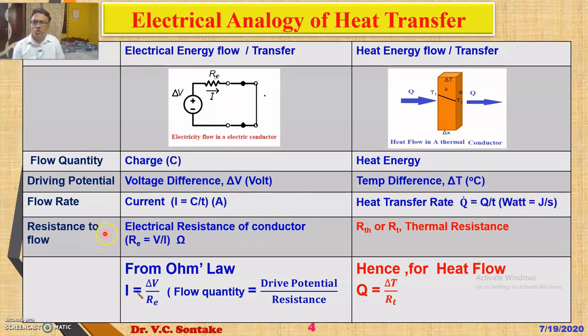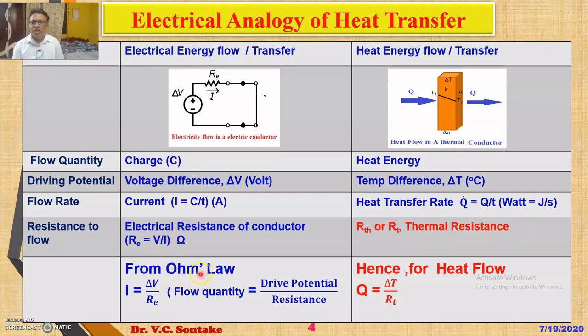Similarly, resistance to flow. There will be electrical resistance of the material of the electrical conductor given by Re is equal to delta V by I in ohm. And as we are saying, there exists an electrical analogy with heat transfer phenomena, so we expect a thermal resistance represented by RTH. Its unit is yet to be found out.